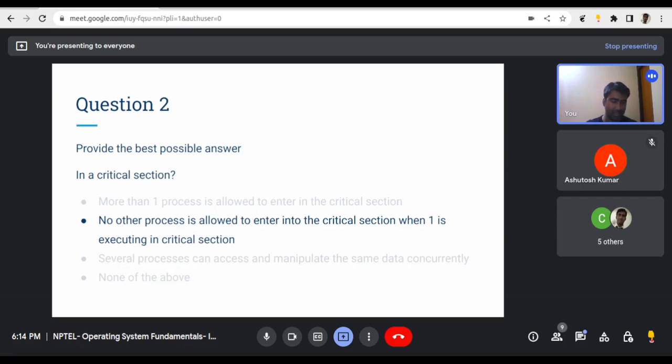Yes, it is B. That is the critical section problem. That is the only requirement of the critical section problem, since it contains the shared variables. It should not allow any other process into the critical section when one is already there. So this ensures that there is no race condition, as you may have studied in the theory. What race condition means is that if any process gets hold of the critical section, it changes a variable.